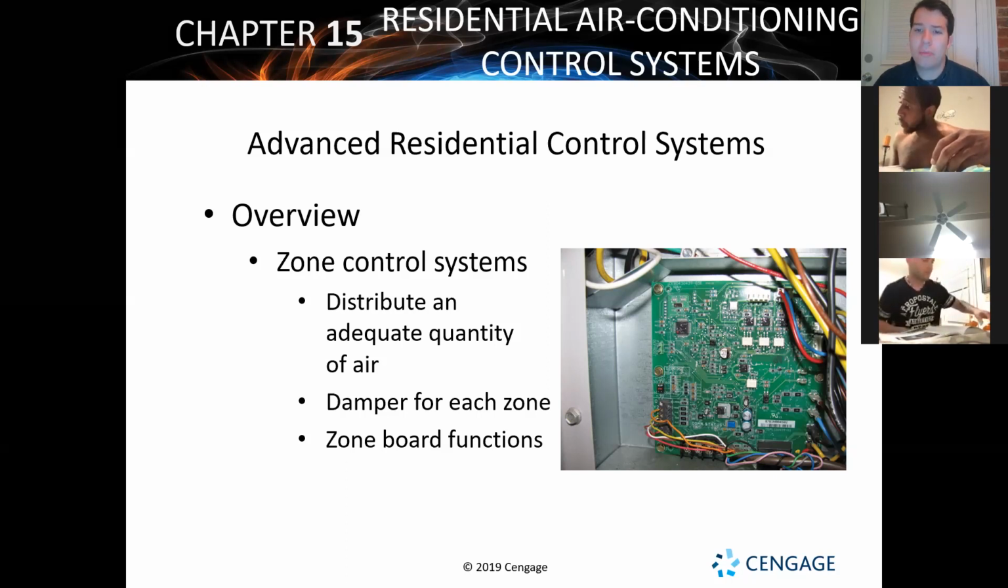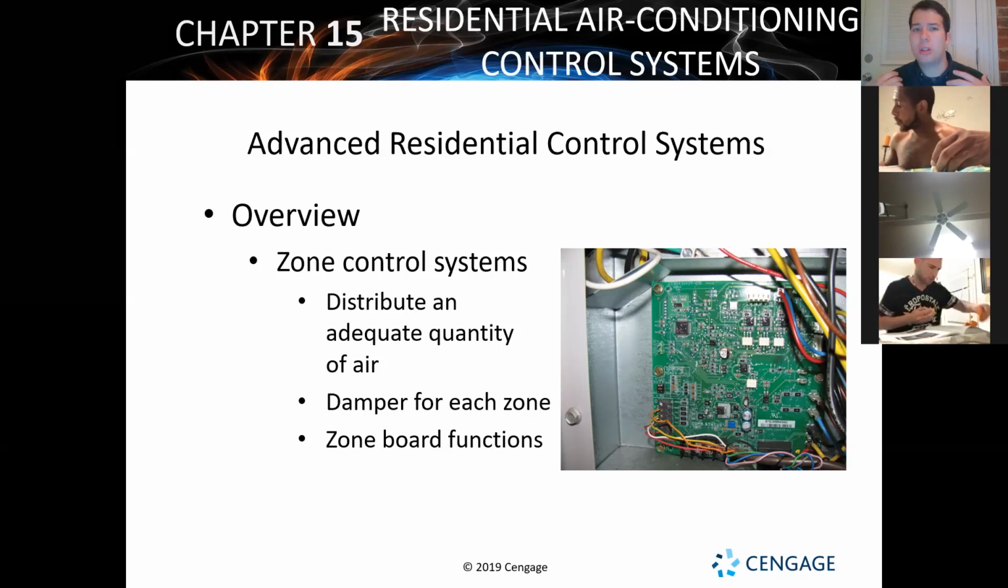So with the zone control systems, each room is going to have its temperature sensor. Each room's ductwork connection will also have an actuator and a damper that will open and close the ductwork, basically. Close it off from letting air flow in, and open it up to let air flow in.